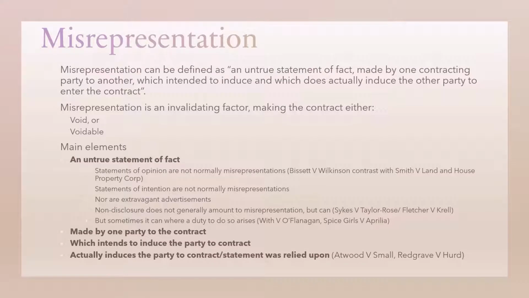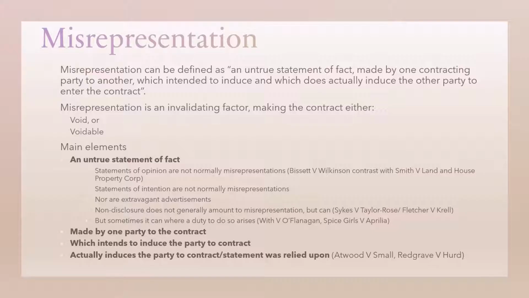Okay, next up we've got misrepresentation. You can spot this. It's usually a separate paragraph, isn't it? And you can usually spot this by someone saying something which turns out later to be false, and that's the reason they entered into the contract. So that's how you spot it.